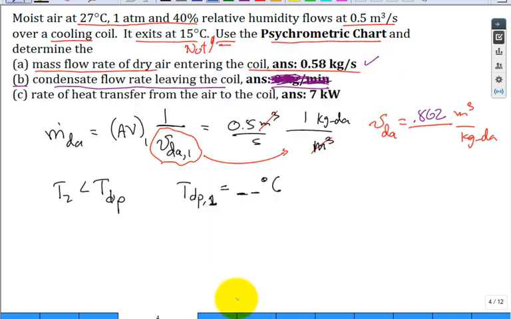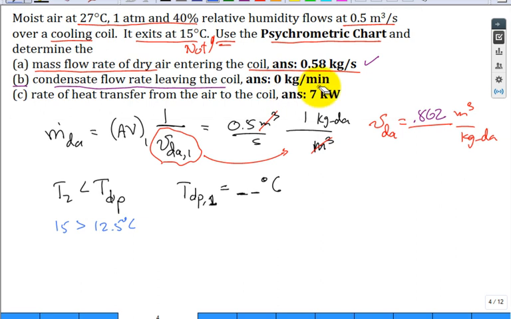All right, that's why when you have the exit temperature T2, which is 15, it's greater than the dew point, which was like 12.5, let's say, degrees C. You didn't get it cold enough, and so there's no condensate.